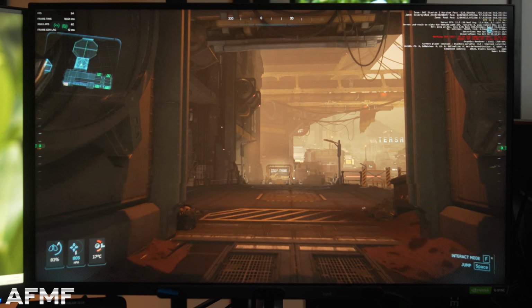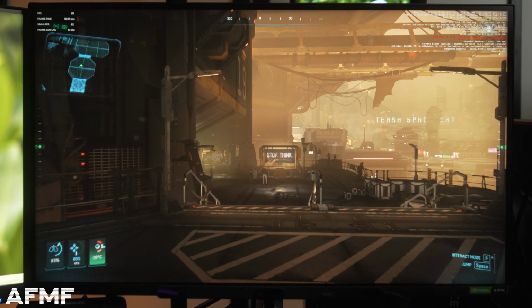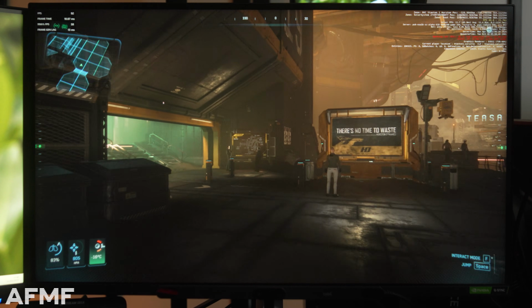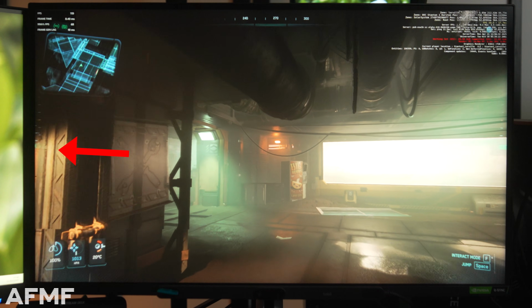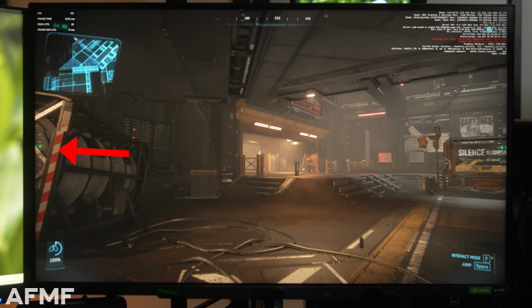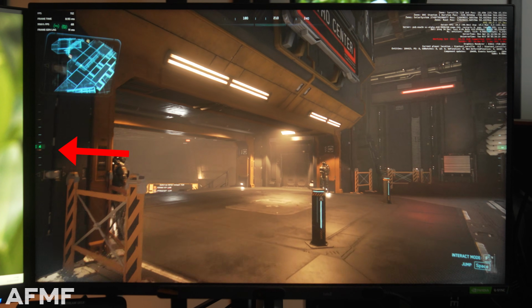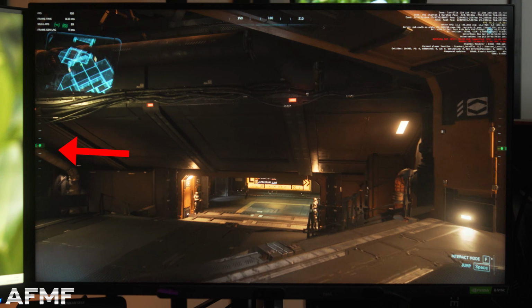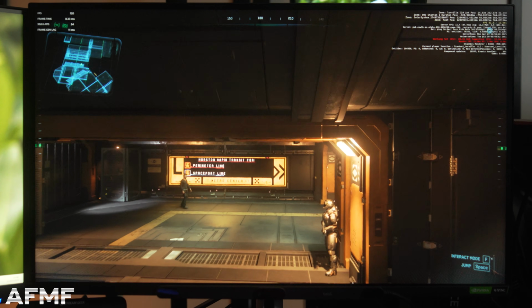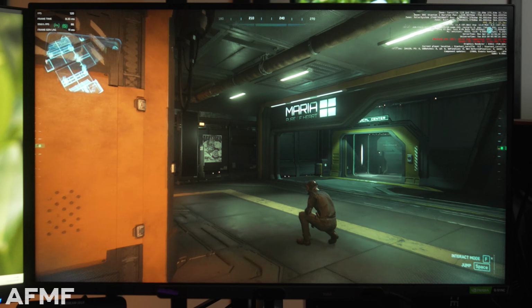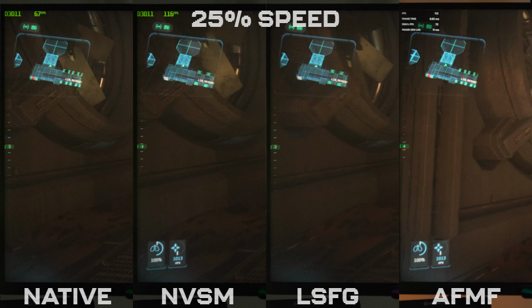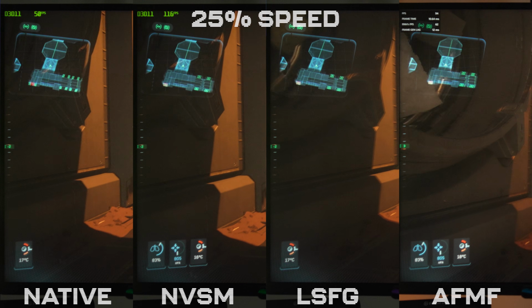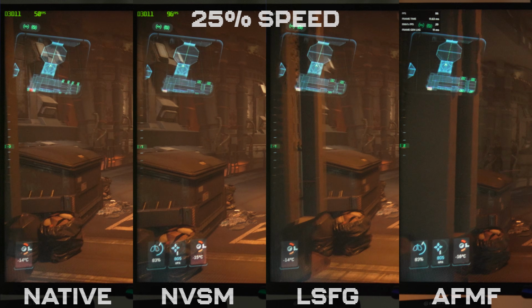And then AMD's AFMF, the Fluid Motion Frames, again, looking at it at full speed, it's pretty decent, but I think there is more flickering and artifacting going on. Again, look at the side of the screen there. There's just more moments, I think, when things just go a little bit wrong. And as we now put them side by side with the non-frame generation version on the left, we've slowed this right down, so 25% speed to get a real good look.